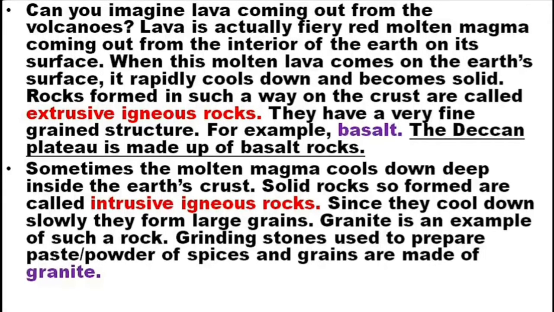Now, we will study the second type of rock. Sometimes the molten magma cools down deep inside the earth's crust. Molten magma cools in two ways: it cools outside the earth, and it cools inside the earth. When it cools outside the earth, it is called extrusive igneous rock, and when it cools inside the earth, it is called intrusive igneous rock. Granite is an example of intrusive igneous rock.